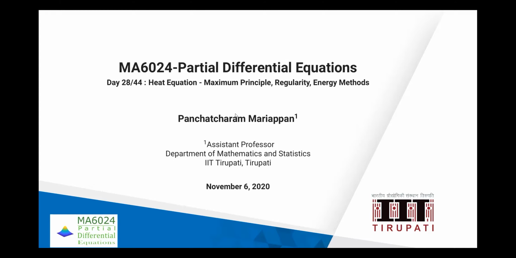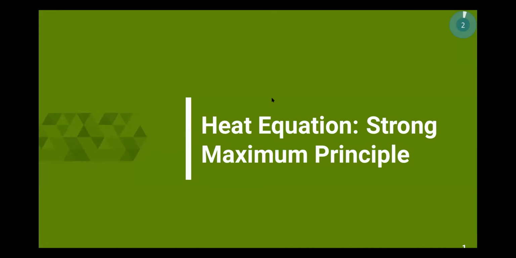Okay, so we have seen already the strong maximum principle for the Laplace equation, where we said the same thing: the maximum is attained at the boundary. There we proved that the maximum over omega bar of u is the same as the maximum of u over dou omega. Means that the maximum is attained on the boundary.